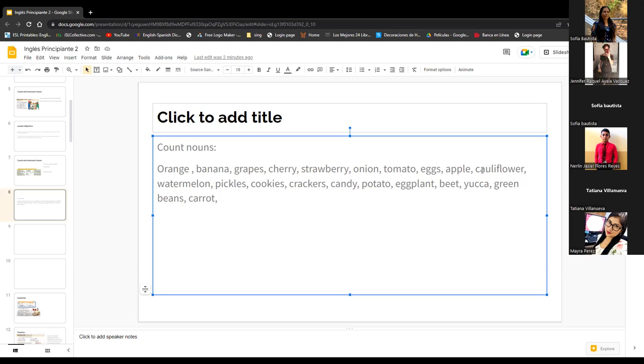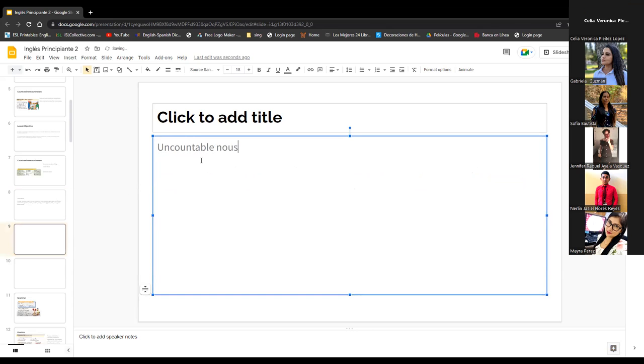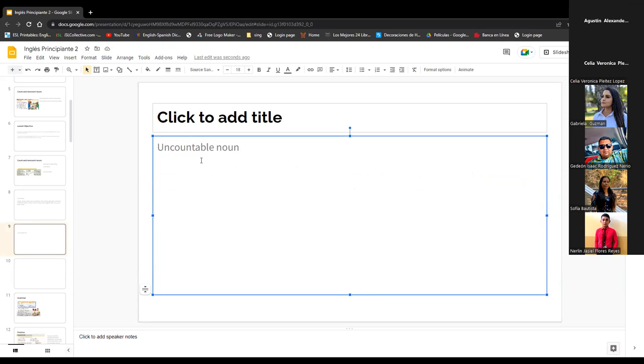Okay, perfect. Now, those are some countable nouns, right? Y ahora vamos con uncountable nouns, ¿verdad? ¿Cuáles se investigaron de uncountable nouns? El trigo. How do you say trigo? In English, right? In Spanish? No, in English. El trigo, el agua.